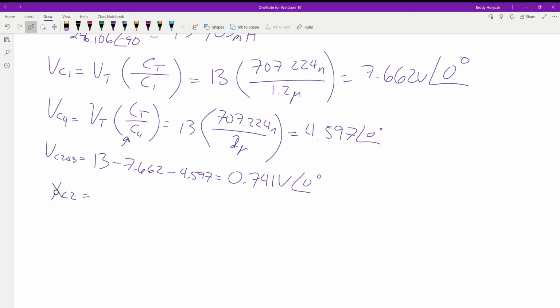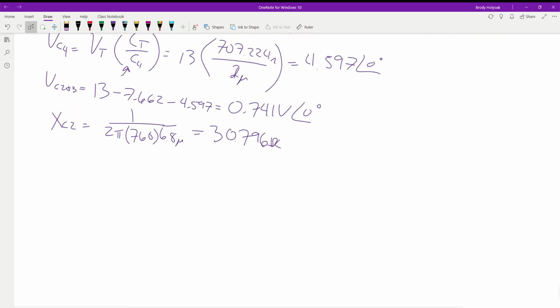Okay, so X of C2 is 1 over 2 pi times the 760 hertz times the capacitance, which is 6.8 microfarads. And that gives us 30.796 ohms, not volts, ohms. We then have our voltage and our resistance, so we can solve for the current of that branch. That gives us 24.062 milliamps at a positive 90.